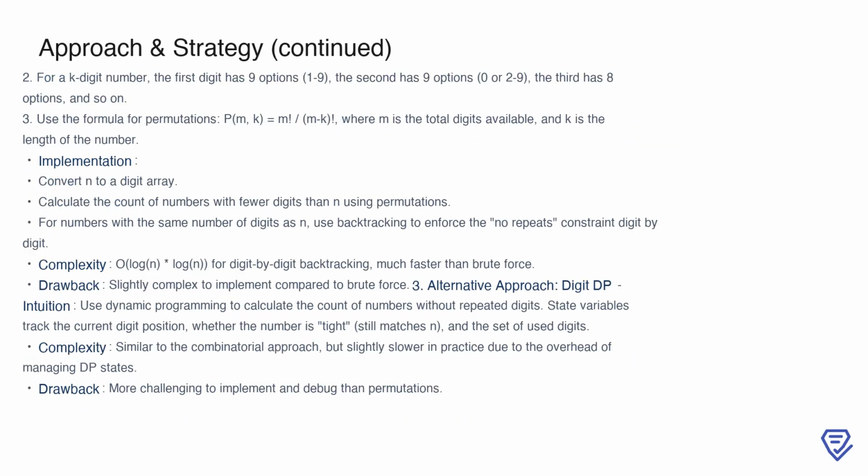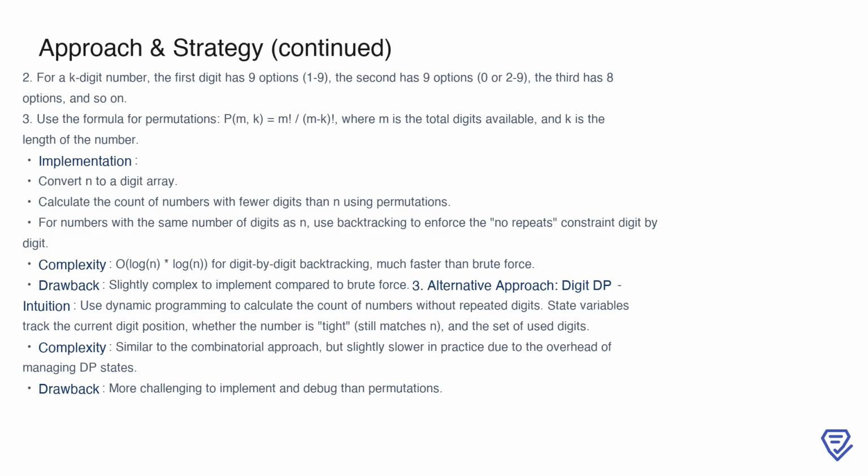Now, let's break down the core idea behind using permutations to count numbers without repeated digits. For a k-digit number, the first digit has 9 valid options, as it must be non-zero. The second digit then has 9 remaining options, since it cannot repeat the first digit, and the third digit has 8 options, and so on. This forms a clear pattern that can be calculated using the formula for permutations P(m, k) equals m!/(m-k)!, where m is the total number of available digits, and k is the length of the number.